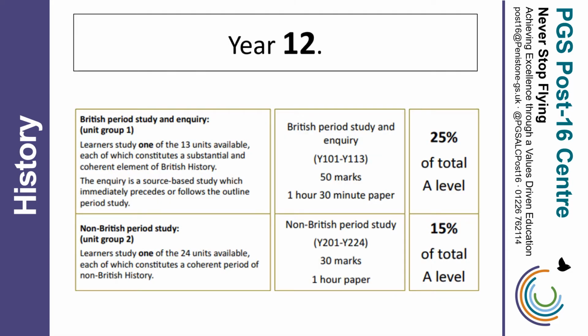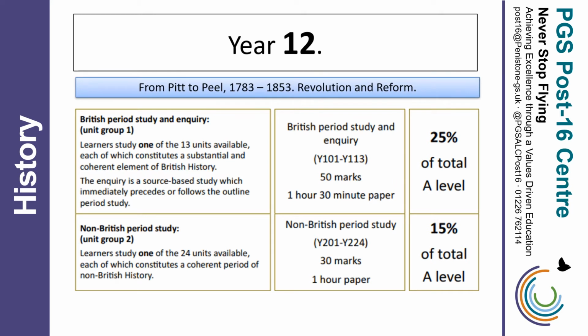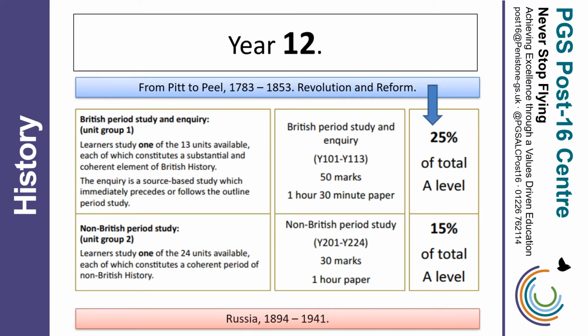Okay, so we'll kickstart Year 12 by looking at the British Period Study and the Non-British Period Study. As we've already hinted at, the British Period Study will look at Pitt and Peel, 2 Prime Ministers between 1783 and 1853, and we'll look at how society changed as a result of some of their policies. The Non-British Period Study is the Russian module, 1894 to 1941, a key period in Russian history and a time where great transformation took place.